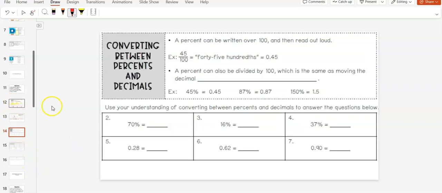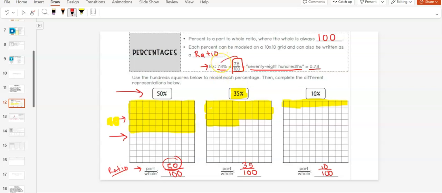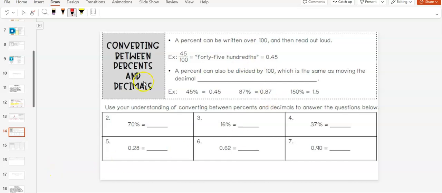On this next part, because you saw up here that we were able to go from a percent to a ratio to a decimal, on this next part, we are going to go ahead and convert between percents and decimals.